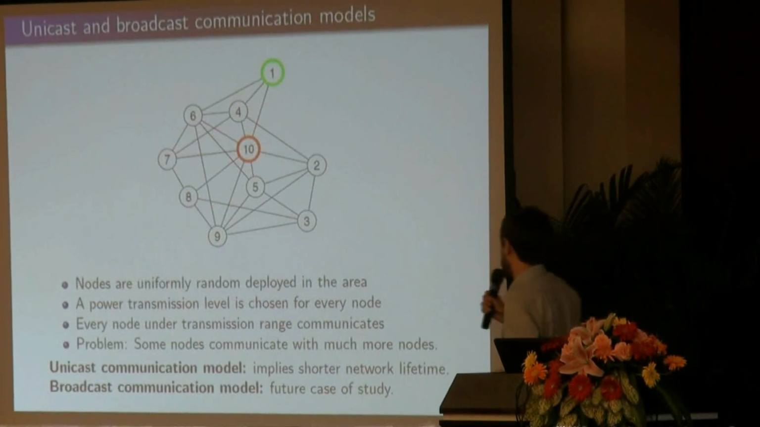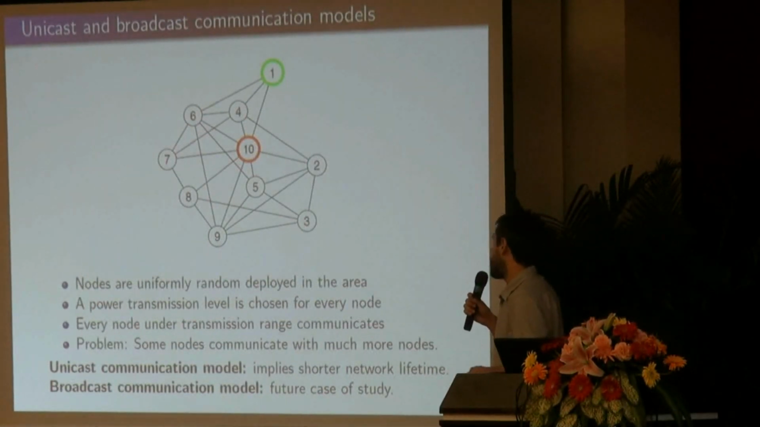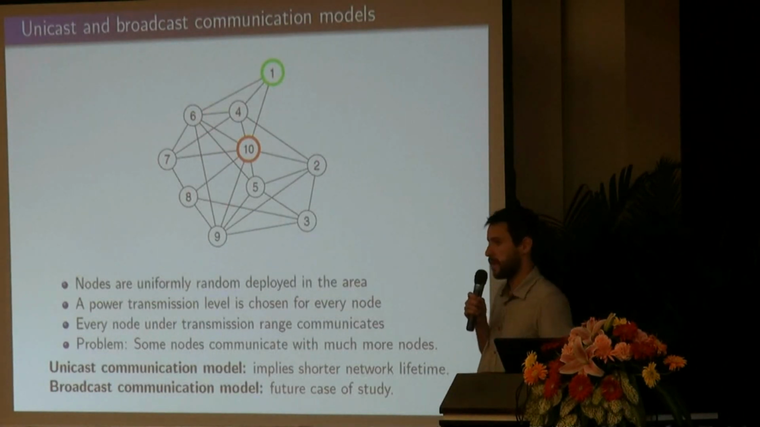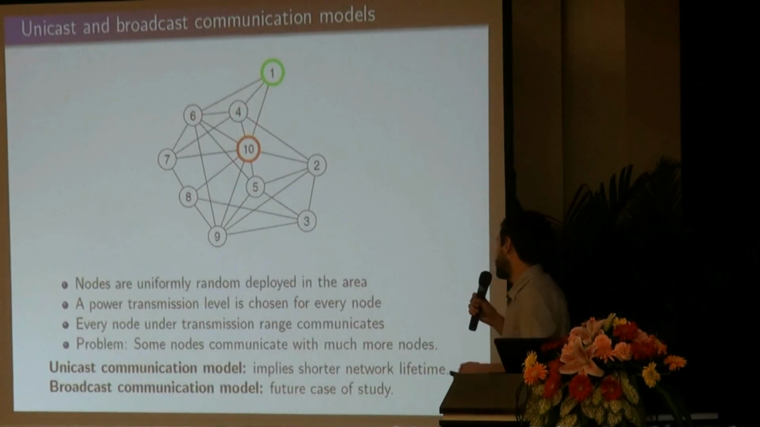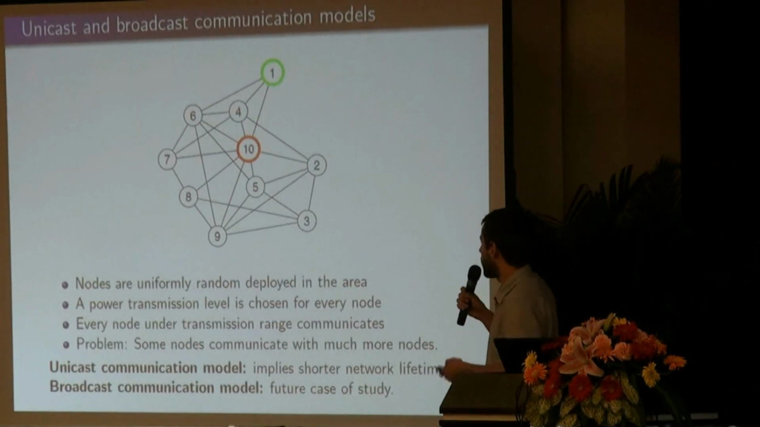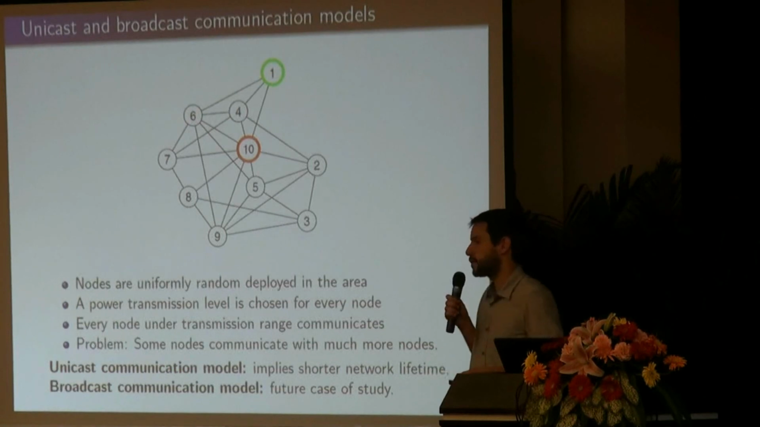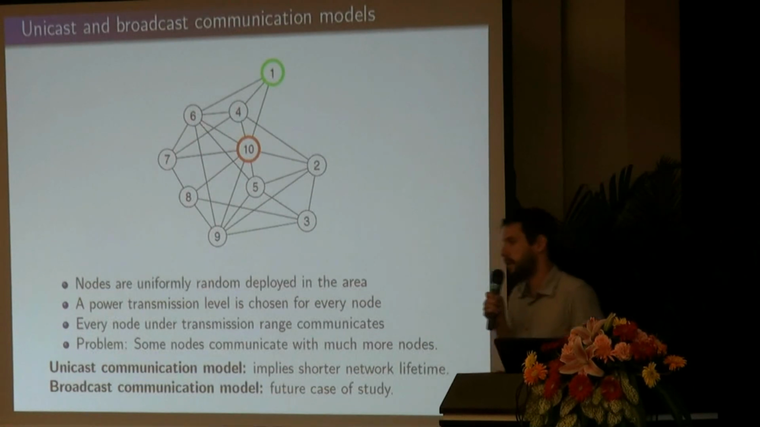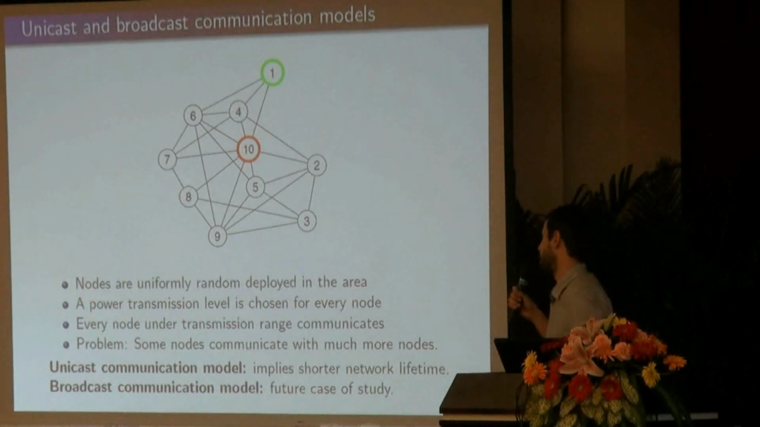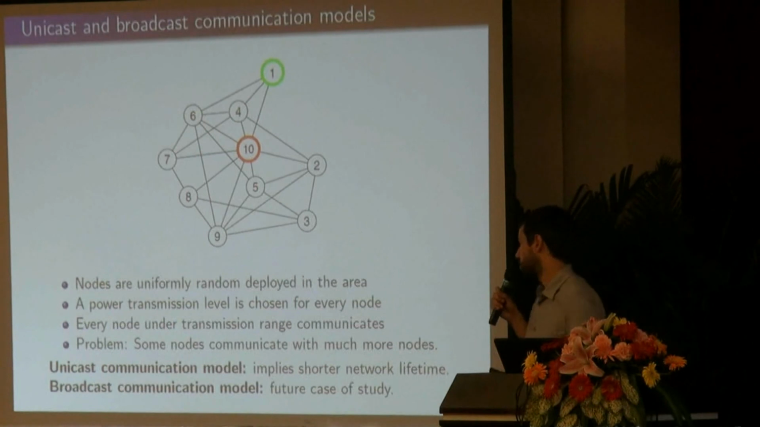As we are considering a random deployment, the nodes only communicate with the other nodes that are in the transmission range, and the problem is that in some cases some nodes communicate with many more nodes than others, and it implies that in general they converge faster, but they also consume much more energy by communicating with many more nodes.